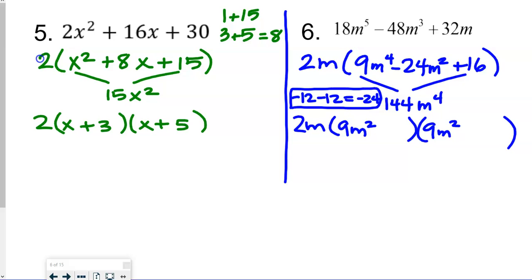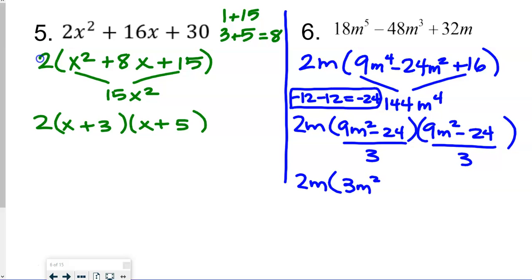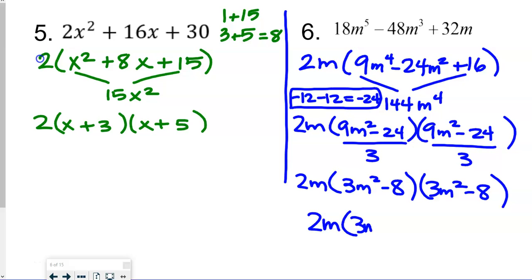I just know that 12 times 12 is 144 and negative 12 plus negative 12 is negative 24. So I'm putting negative 24 here and negative 24 here. So again, we're looking for a GCF here. There's a GCF of 3 and 3, right? So this is going to be 2m and this is going to be 3m squared minus 8. And 3m squared minus 8. Now, there's another way that we could write this because we have the same expression twice. We could say 2m times 3m squared minus 8 squared.